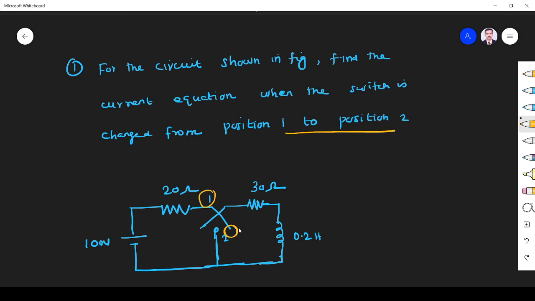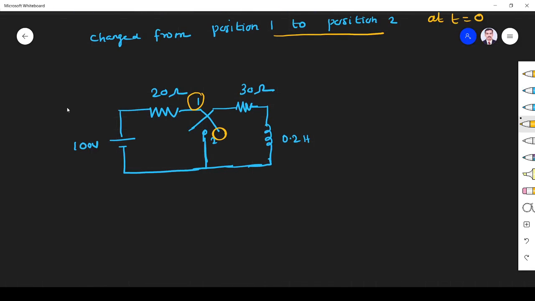We have to find a current equation at t is equal to 0. So the switch moves to position 2 at t is equal to 0. Let us solve this problem. When t is less than 0, that is t is equal to 0 minus, the circuit will be in position 1. So it will be like this.